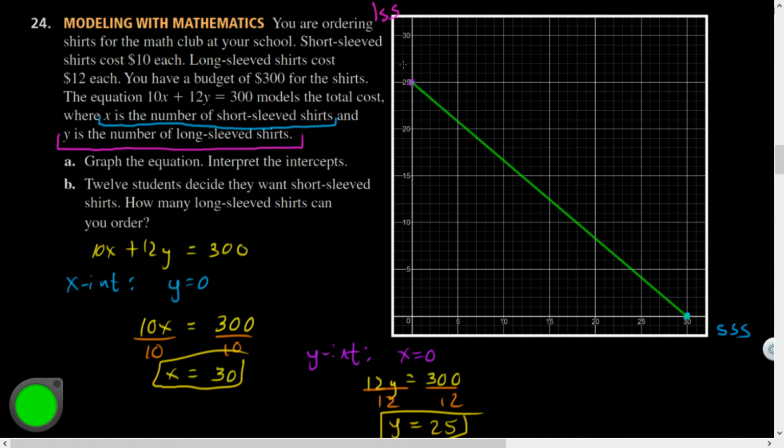Like, this business isn't going to be like, we don't want your bootleg t-shirts, Mr. Waddy. We sell shirts. You're buying them from us. We are not buying them from you. So negative numbers of short-sleeved shirts purchased doesn't make sense in the context of this problem.